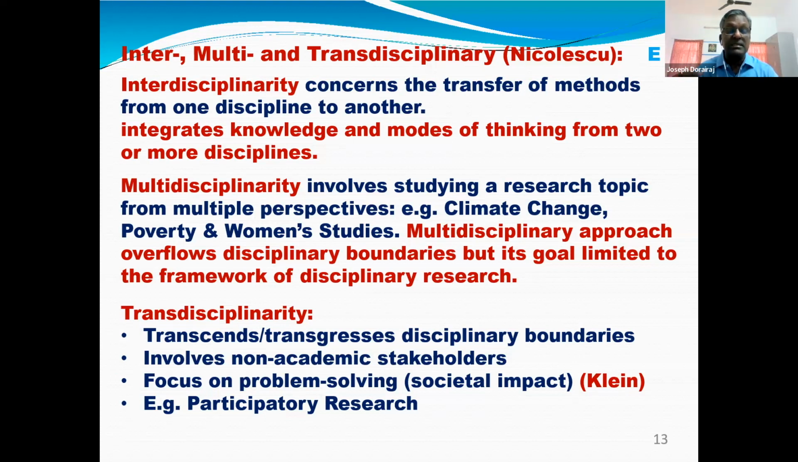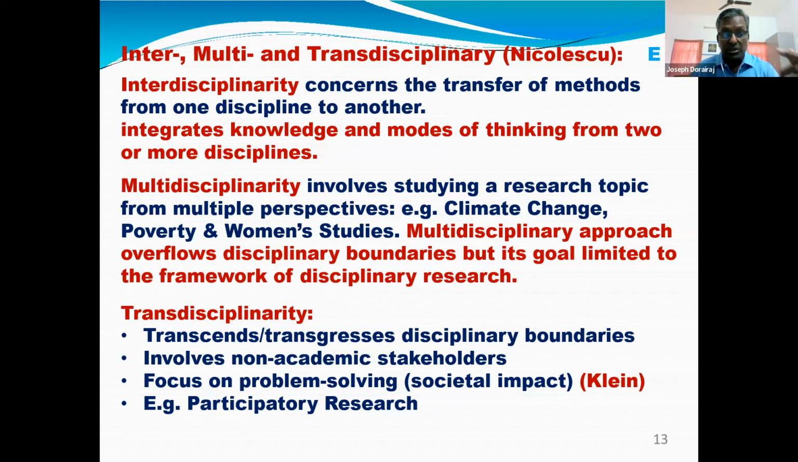transdisciplinarity, there is a transcendence, and this is indicated by the prefix trans. There is a transcendence, or to put it a little negatively, there is a transgression of disciplinary boundaries. So the disciplinary boundaries are not sacred, they are not sacrosanct. They are there to be crossed, reconfigured. So the first indicator of transdisciplinarity is there is a transcendence or there is a transgression of disciplinary boundaries. Point number one.